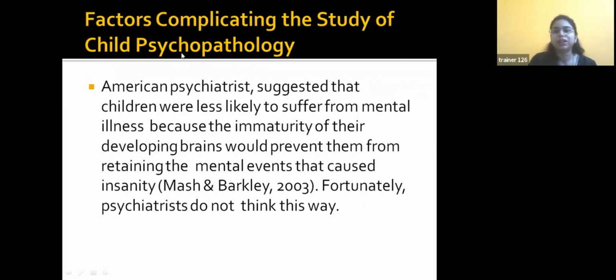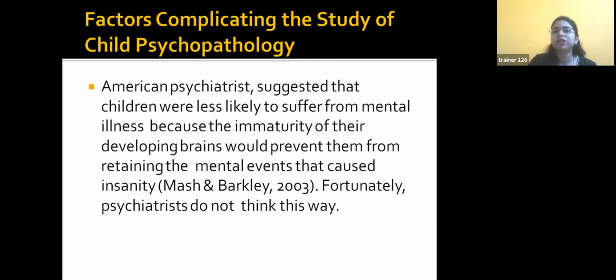Now, what are the factors that are complicating the study of child psychopathology? You just think what could be the hindrance factor, right? First, American psychiatrists suggested that children were less likely to suffer from mental illness because the immaturity of their developing brains would prevent them from retaining the mental events that caused insanity. Fortunately, psychiatrists do not think this way. Initially, what they thought was that anyway the child is going to develop over a period of time. The child is small, the child may have a certain problem, but when the child is developing, their brain will also change and the disease will slowly fade away.